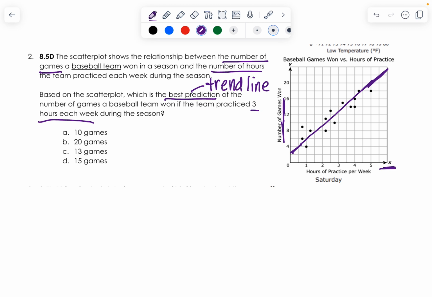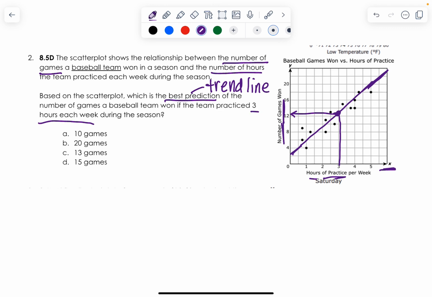Now, my starting point, it is asking, what is a prediction of the number of games if they practice for 3 hours a week? So I'm going to go over to my practice hours. I'm going to go to 3, draw a line up until I hit that trend line. And where does that line up with the number of games? Well, it's just above the 12 for me, and the closest thing here to 12 would be 13 games.